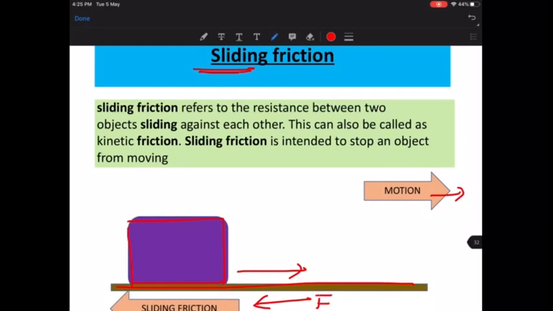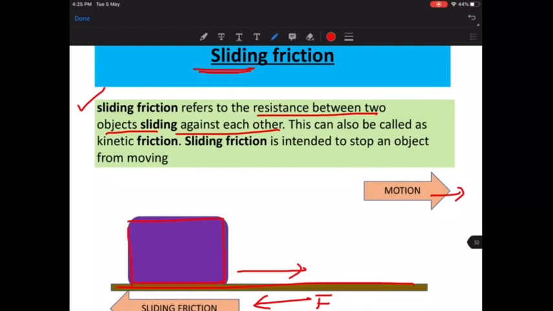What kind of friction is this when the object is sliding over the other object? It is sliding friction. So sliding friction refers to the resistance between two objects which are sliding against each other. Any friction between two objects, if they are sliding, is sliding friction. Okay, is it easy for all of you to understand? Umesh will talk about the dynamic friction also. Just hold for some time.